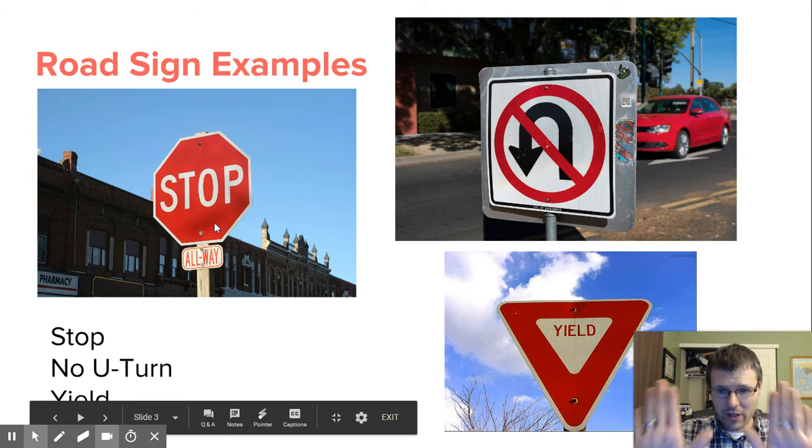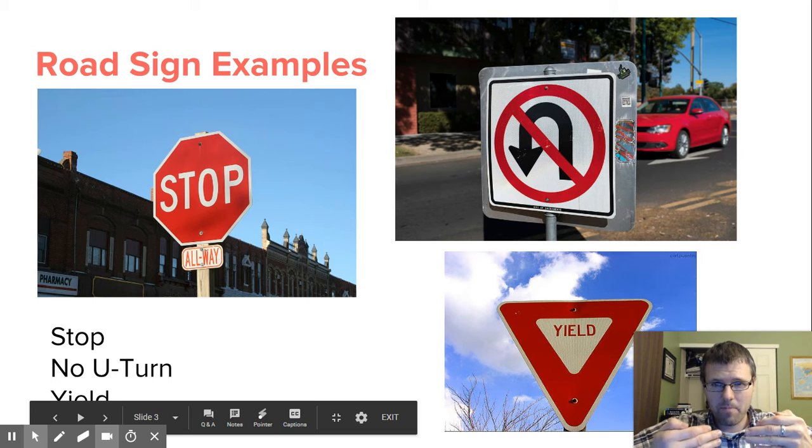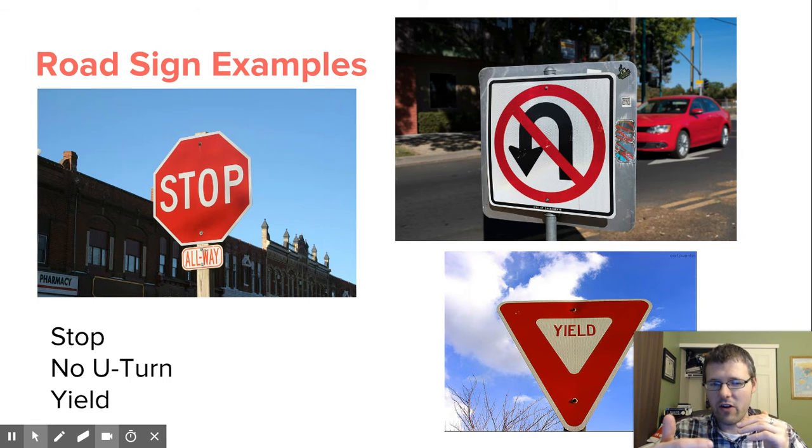A stop is a complete stop. Your tires have to stop. A yield is go very, very slow, maybe stop, maybe not. If no one's coming, you just keep going. And then this other one up here in the top is a no U-turn example.